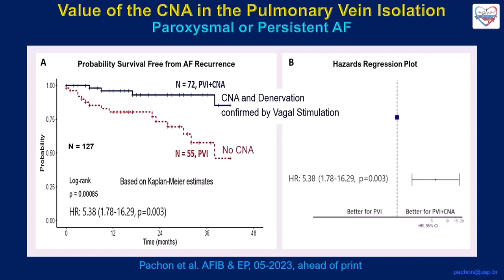In the mean follow-up of 22 months, we observed that in the group in which we performed the denervation, there was 5.38 times less recurrence of atrial fibrillation in the long term. The hazard ratio was 5.38 with a highly significant statistical P of 0.003. This data suggests that cardioneuroablation can significantly improve the pulmonary vein isolation results. And also, we can observe that probably the denervation in treatment of atrial fibrillation ablation is very important.